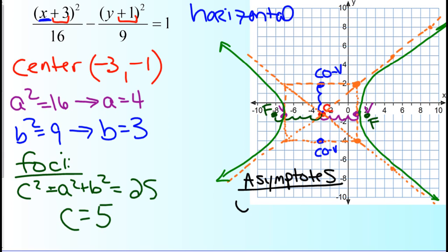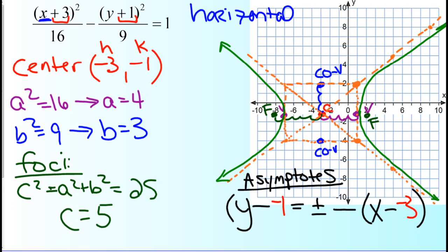So we write y minus whatever our k is. Remember, from our center, this is our h, that is our k, and the k always goes with the y value, the h always goes with the x value. So y minus a negative 1 equals positive negative. Everything that I'm writing in black is always going to be there. We're going to need some type of slope, so I'm going to put a fraction bar there. I'm not sure which fraction I'm going to use just yet. And then, of course, I'm going to have x minus, and then I write my h value. So it's a negative 3 right there.